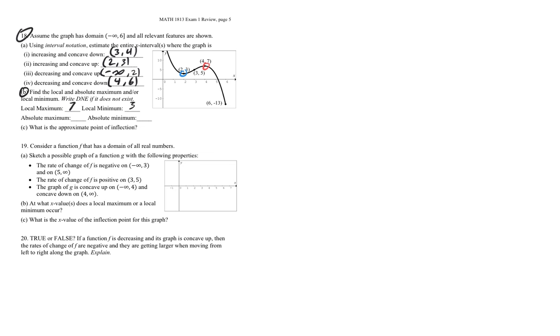For the absolute maximum, we can see on the left, this function goes to infinity. So for that, we say the maximum does not exist. And for the absolute minimum, we can see the function ends here at 6. So our absolute minimum should be negative 13. Now for the approximate point of inflection, it's going to be where our concavity changes, which is right here. So that point will be (3, 5).